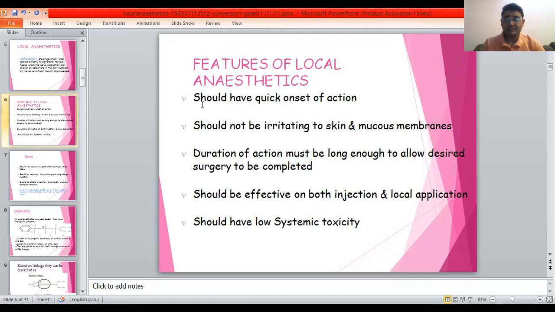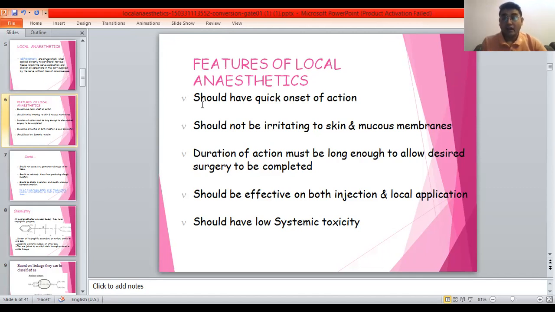These good features or characteristics of local anesthetics are like this. Local anesthetics at first should have a quick onset of action. When we inject it, after, for example, 30 seconds or 1 minute, it should begin its action. Because if we inject it and have to wait for the onset of action, it will take time, for example, 10 minutes, to affect the area that we injected or applied it to.